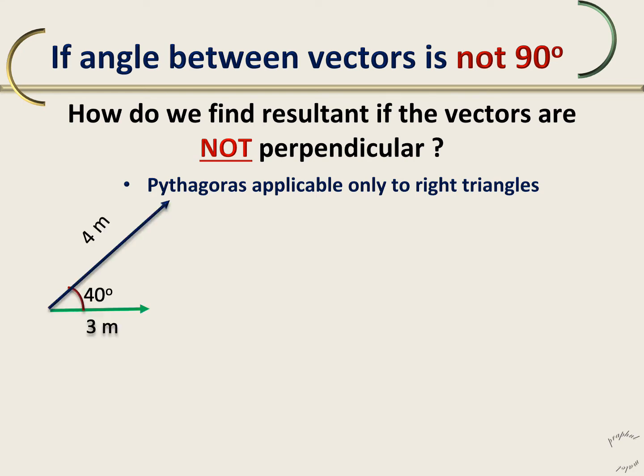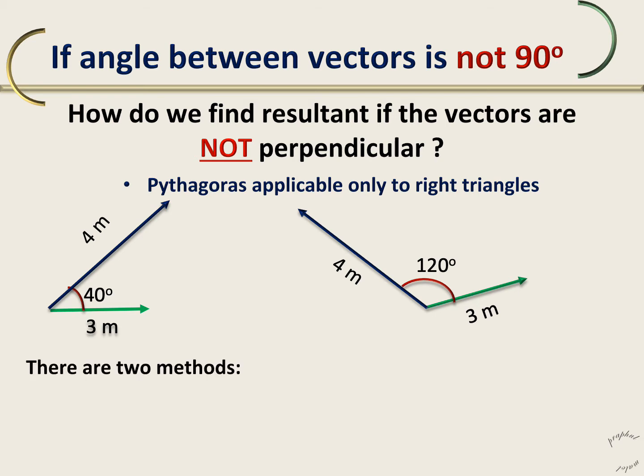Let's see this example. You have a 3 meter and a 4 meter, just like the previous example, but they are not perpendicular. They are at an angle of 40 degree. Or this example, two vectors 4 meter, 3 meter at an angle of 120 degree. So how do we find the resultant of these two? Because you cannot directly apply the triangle law because the vectors are not 90 degree.